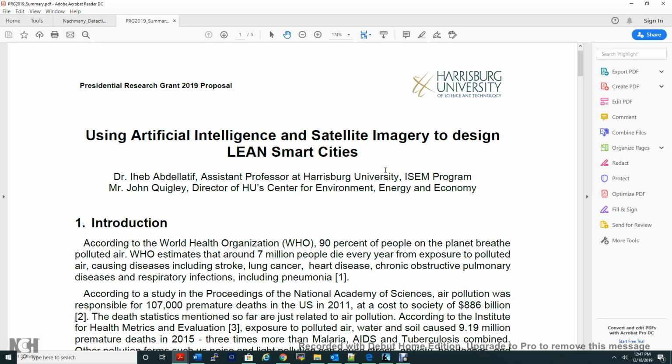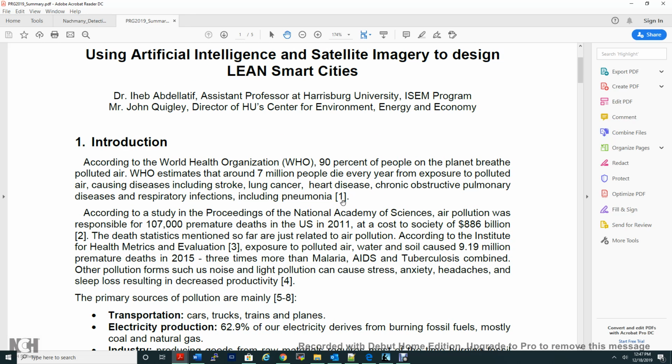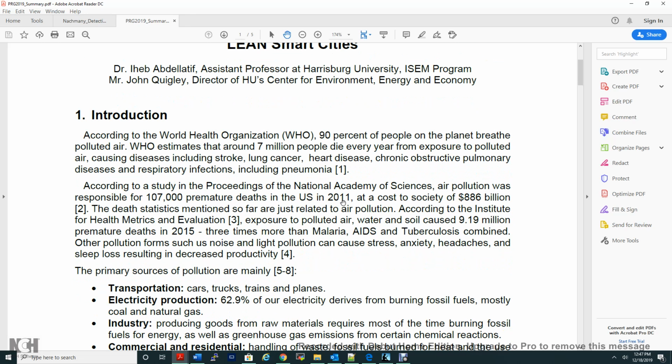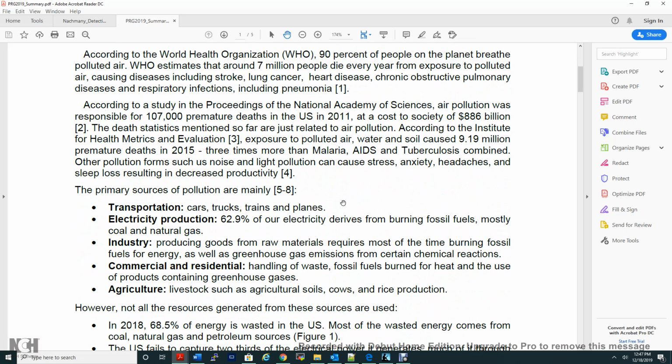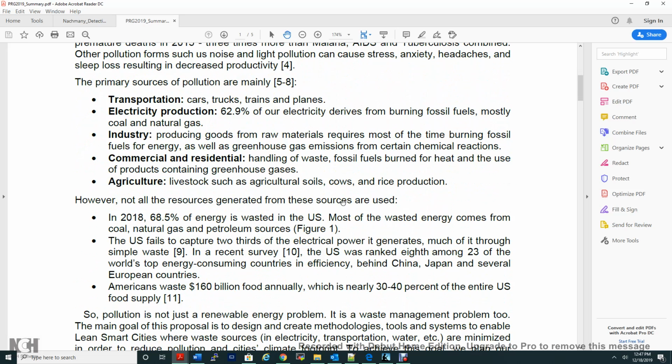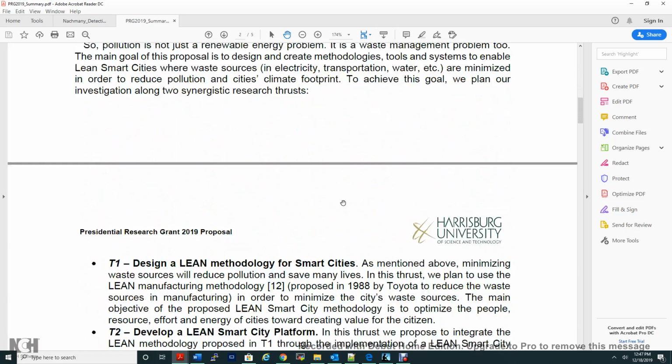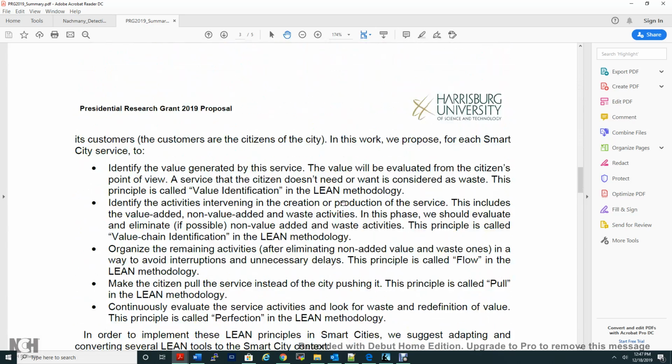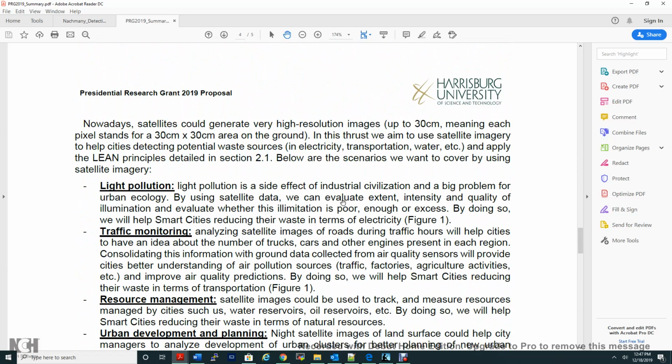Good afternoon, Professor. As we start on the project using artificial intelligence and satellite imagery to design lean smart cities, to begin with, I have gone through the project description, how we are using this to reduce the primary sources of pollution, mainly transportation, electricity, and commercial, residential, agriculture. The main important point is object recognition, in the last section of the project.